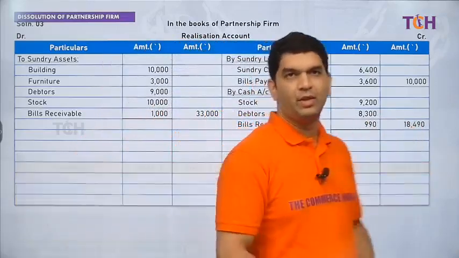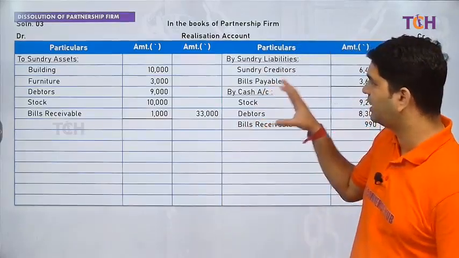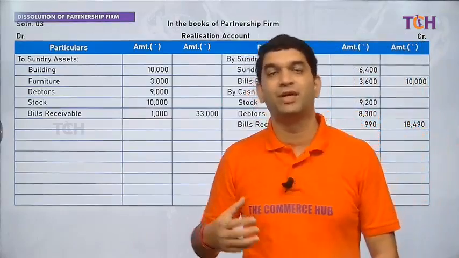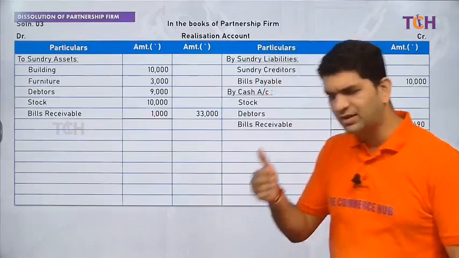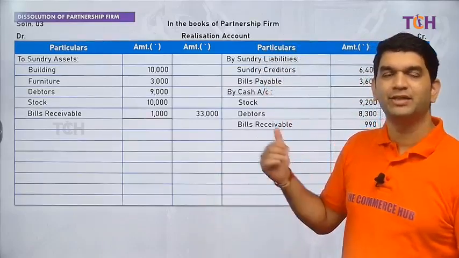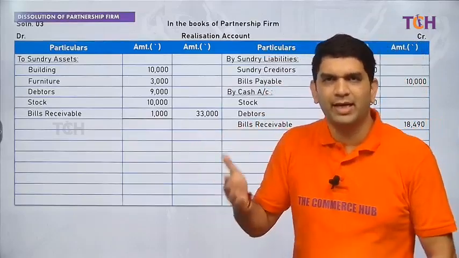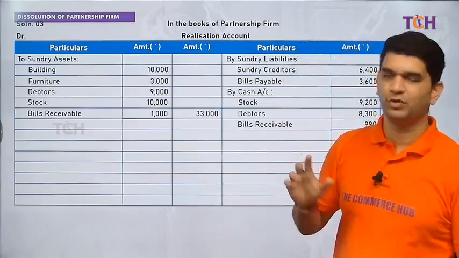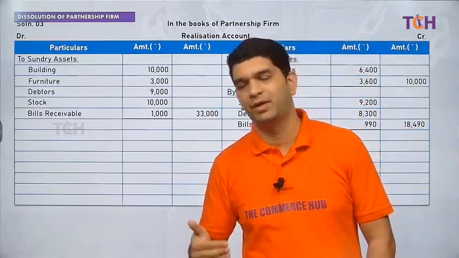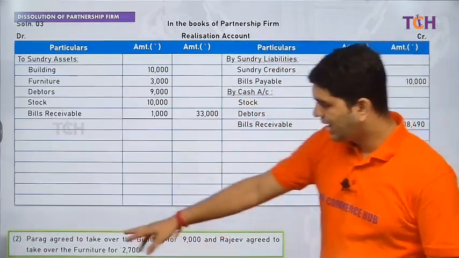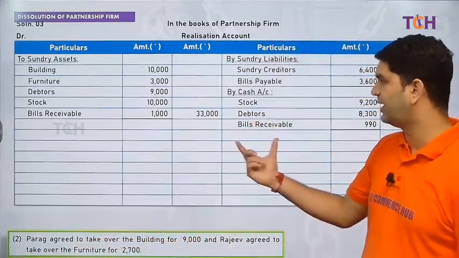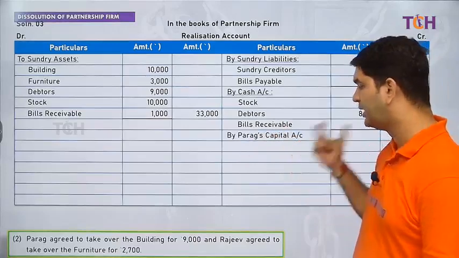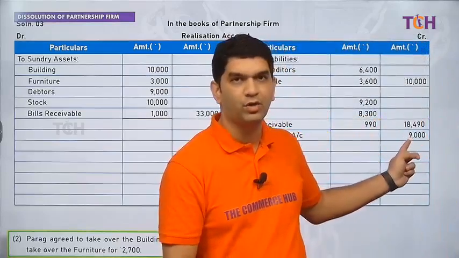Moving forward. Now once we have recorded the realization of assets in cash, now we'll talk about the assets which were taken over by partners. So if an asset is realized in cash, the entry is cash to realization. If we are not getting cash, and the partner is taking it over, the entry would be partner's capital to realization. So instead of cash, now we would write partner's capital. So let us understand the adjustment. Parag agreed to take over building. So we'll write here by Parag's capital. In bracket, you can write building just for reference purpose, and the amount 9,000 straight away in outer column.